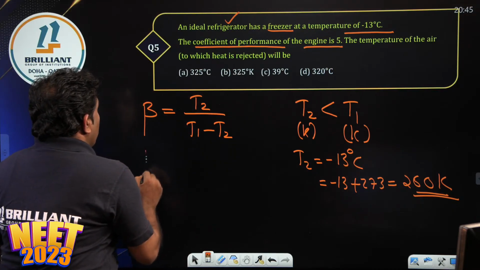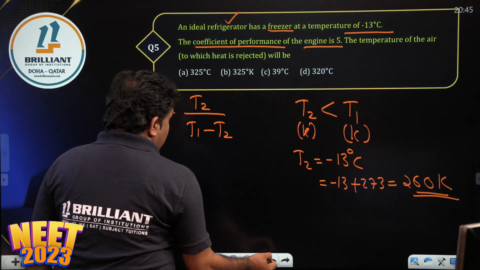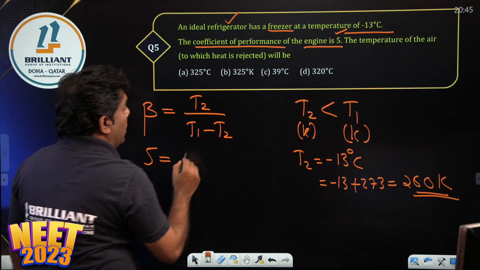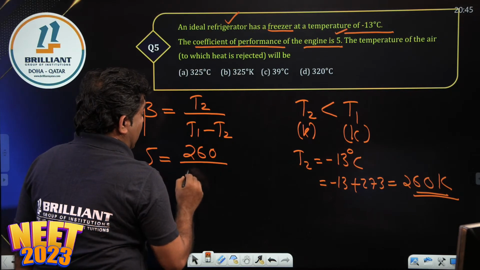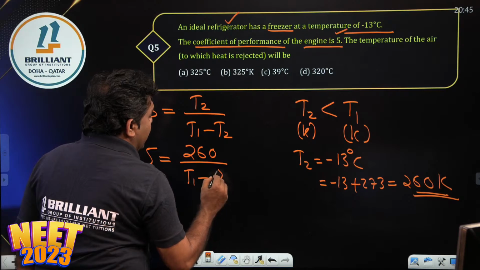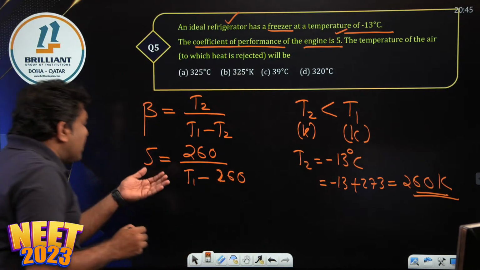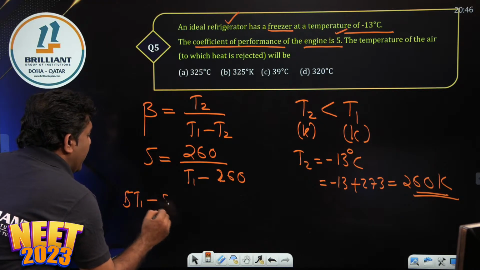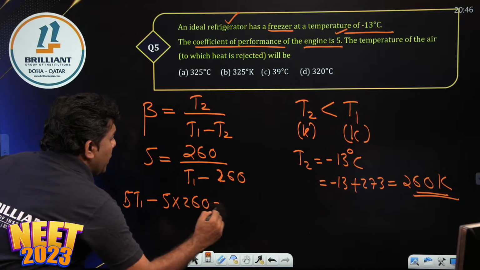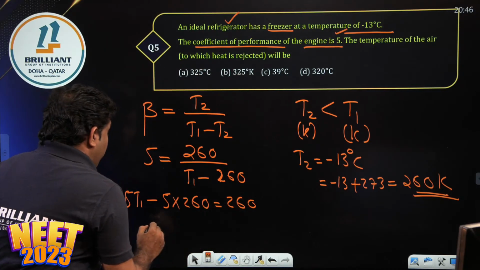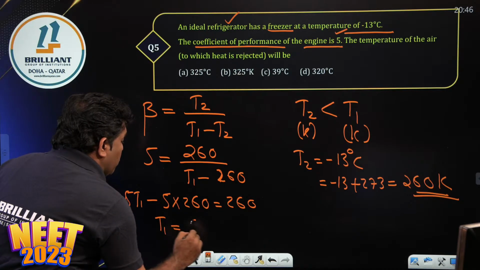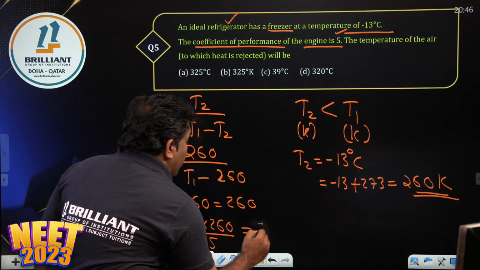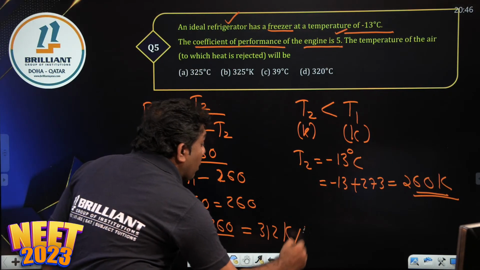Substituting that here, beta is already given in this question as 5. So I'm writing 5 is equal to 260 divided by T1 minus 260. Just cross multiply. So 5 T1 minus 5 into 260 equals 260. So T1 is equal to 6 into 260 divided by 5. Simplifying, you get the answer 312 Kelvin.